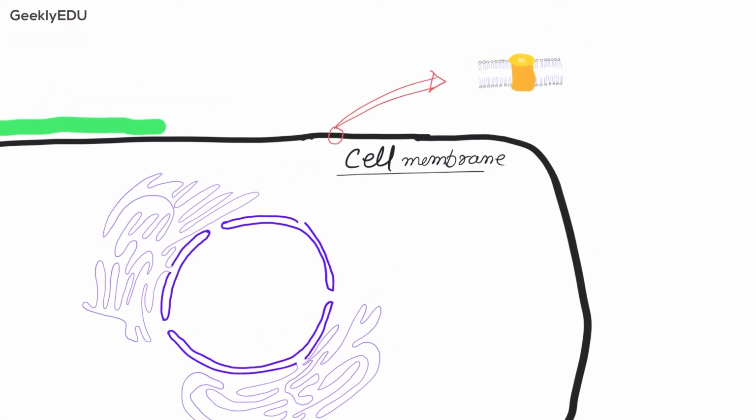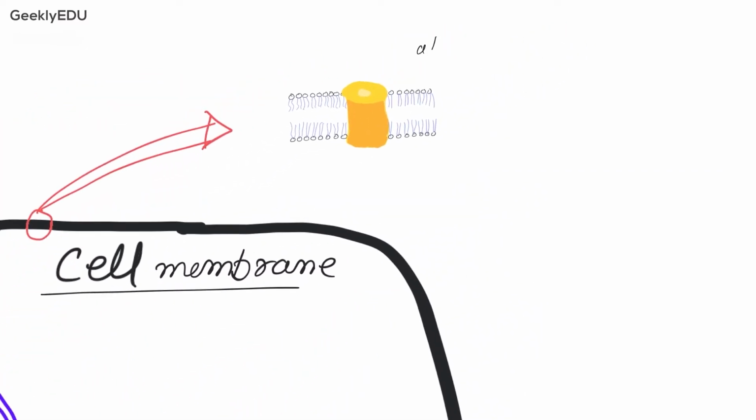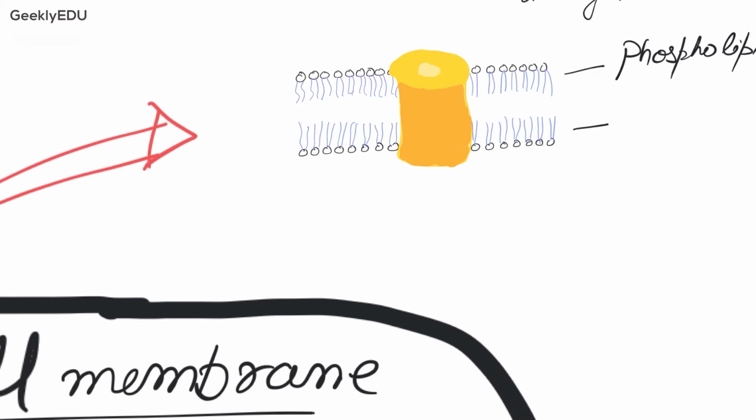Now, each cell membrane is made up of a bilayer. Why do we call it a bilayer? Because there are two layers, and the layers are made up of phospholipids. That means lipid molecules having a phosphate group at their ends. Because of the phosphate group at the end, the outer and the innermost surfaces of the plasma membrane, or the cell membrane, are hydrophilic, water loving, whereas the inner surface hates water. They just don't want water. So they are hydrophobic.